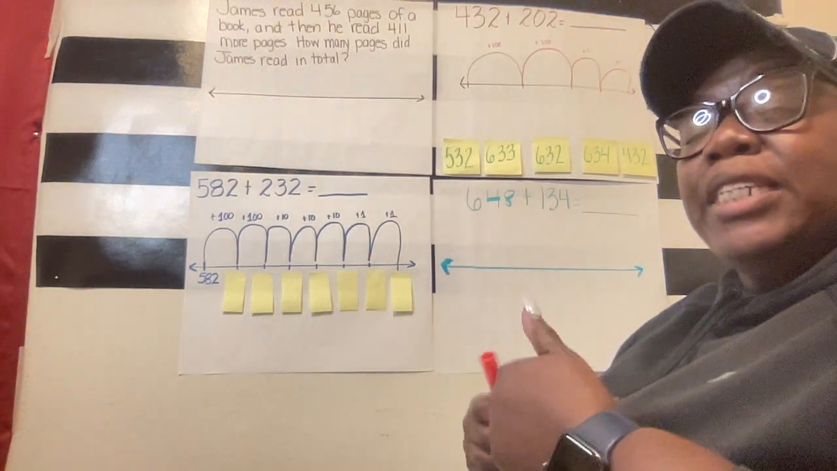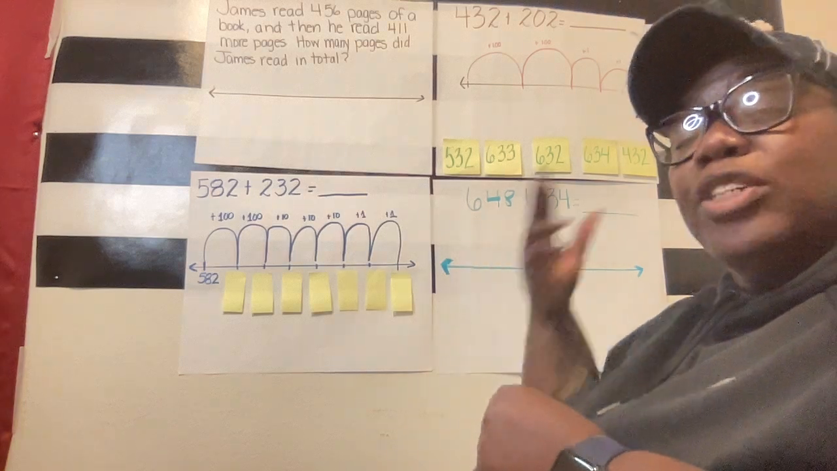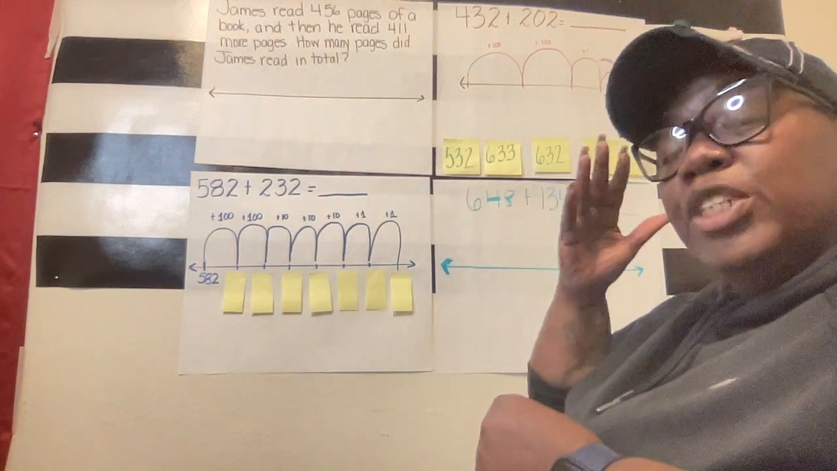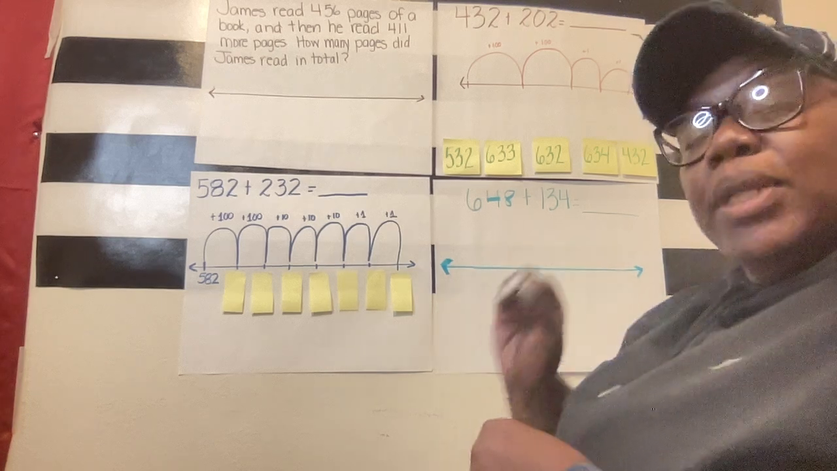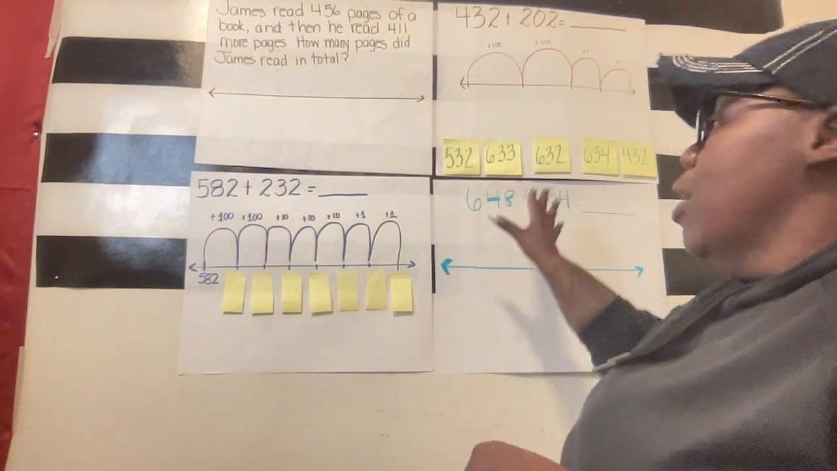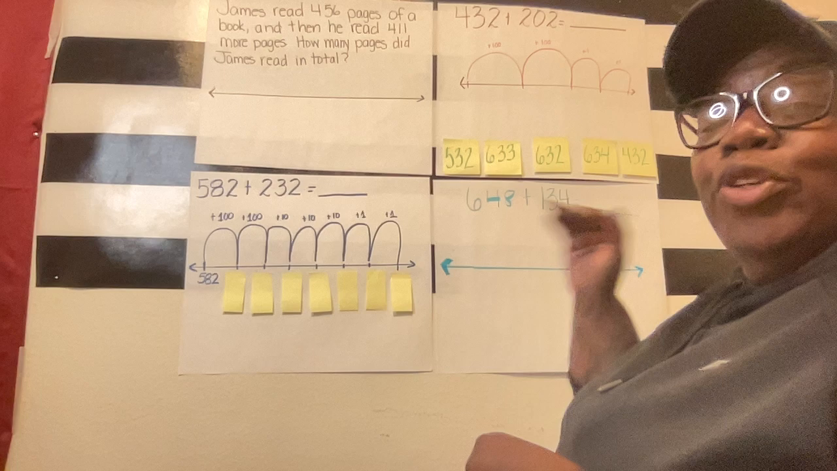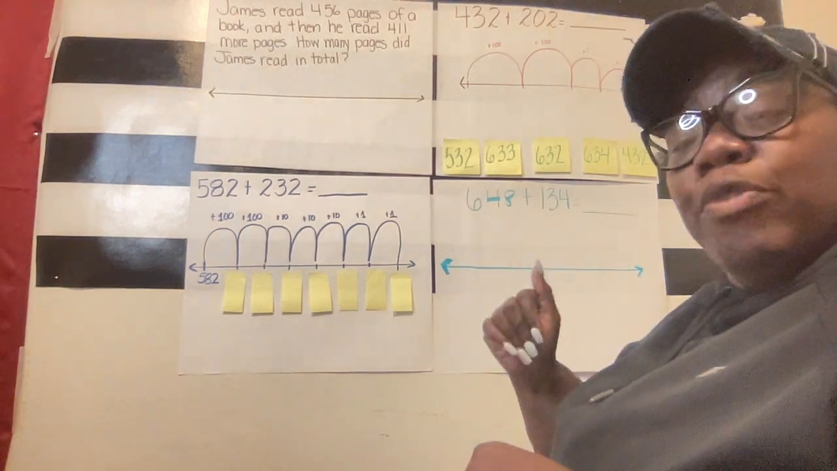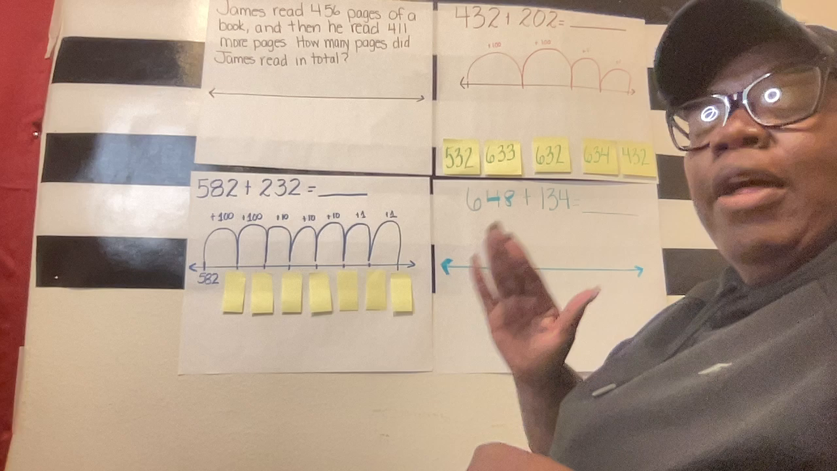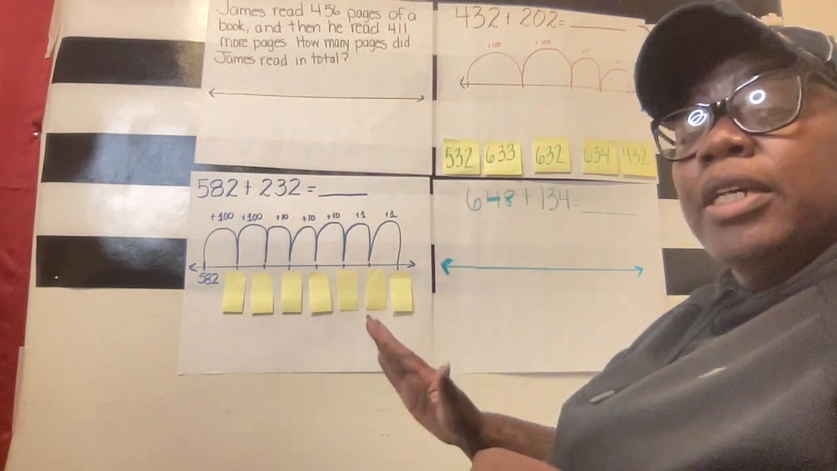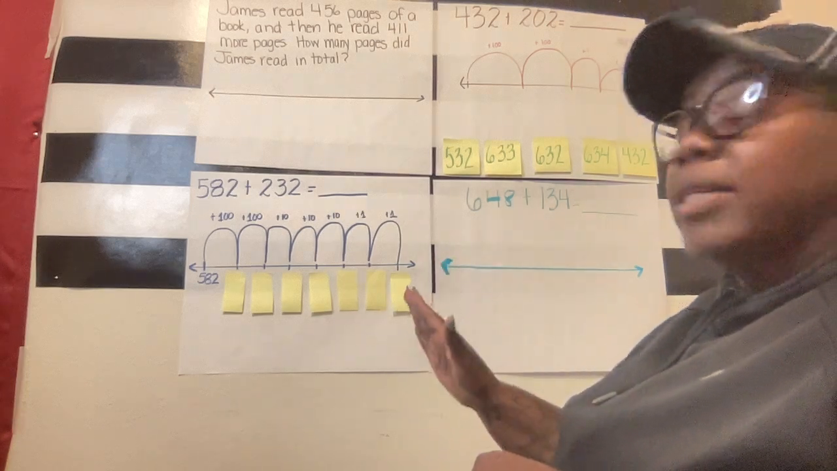The idea is for them to eventually learn how to do this mentally. It means visualize it in their head and not have to have this. Please, please, please do not do your standard algorithm where they line the numbers up. It is about the strategy and moving them to mental math.